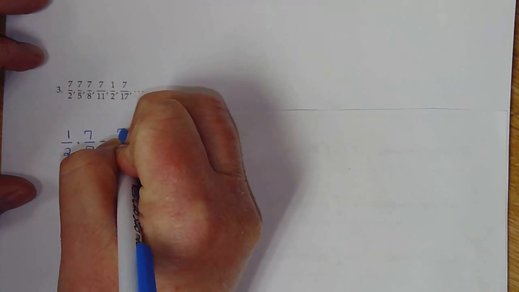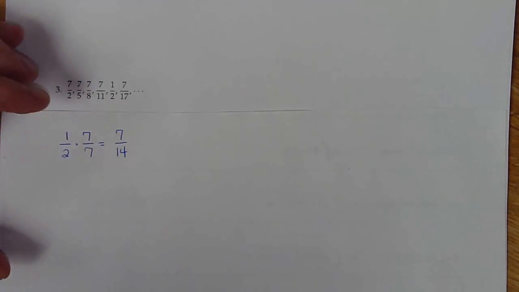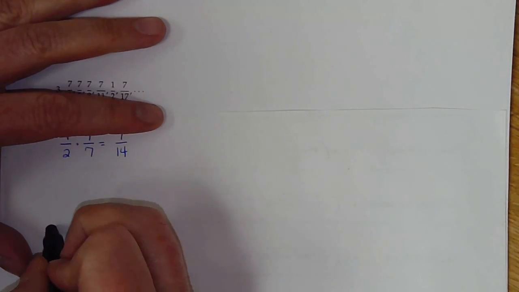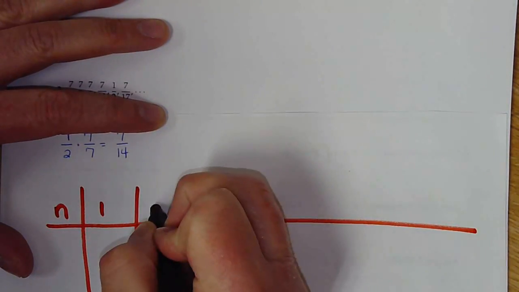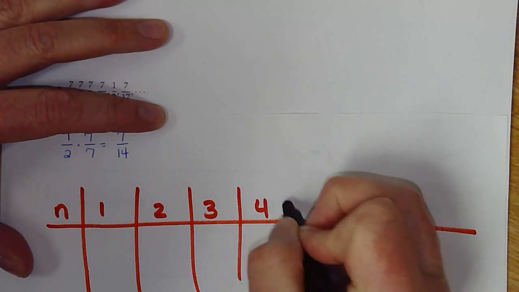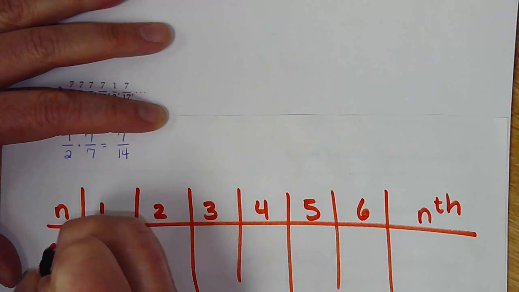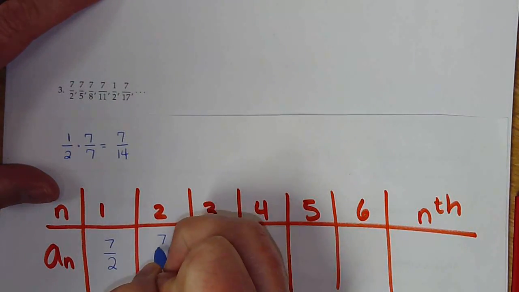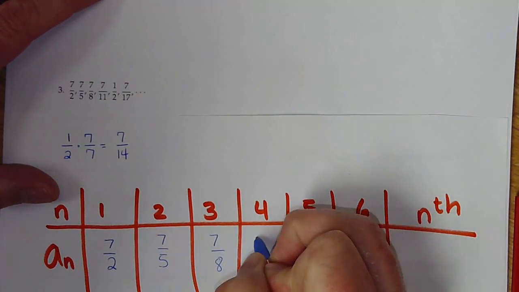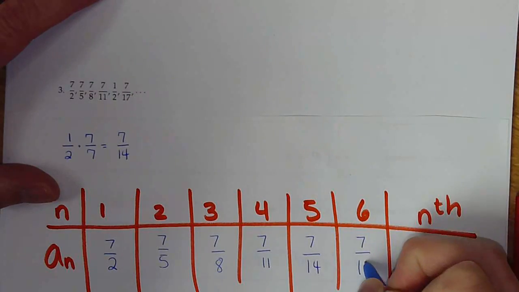So I know 1 half, if I multiply that by 7 over 7, I'm going to get 7 over 14. So I can replace that 1 half with a 7 over 14. Okay, so let's get our table going. So I have n, 1, 2, 3, 4, 5, and 6. And then I'm going to put my terms in. So I have 7 halves, 7 fifths, 7 over 8, 7 over 11, 7 over 14, and 7 over 17.